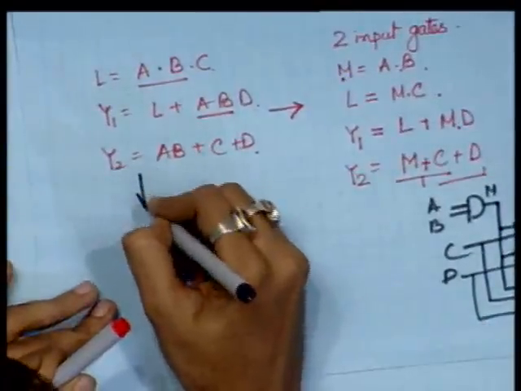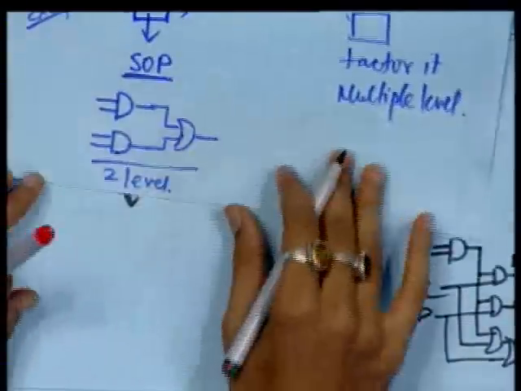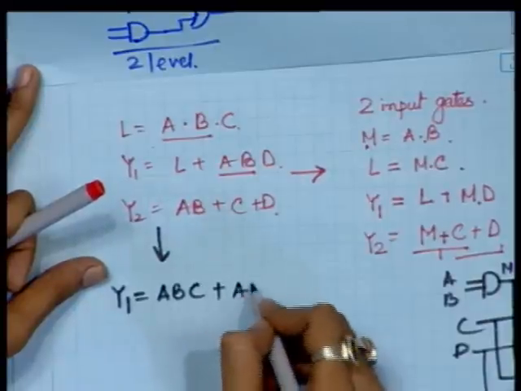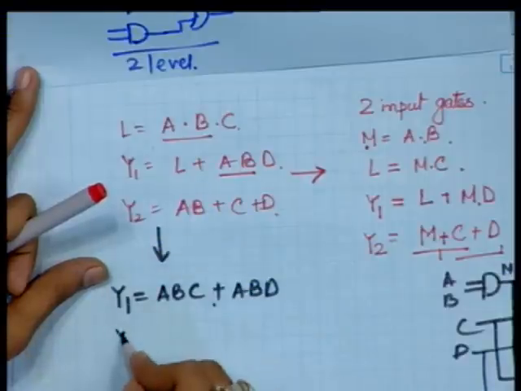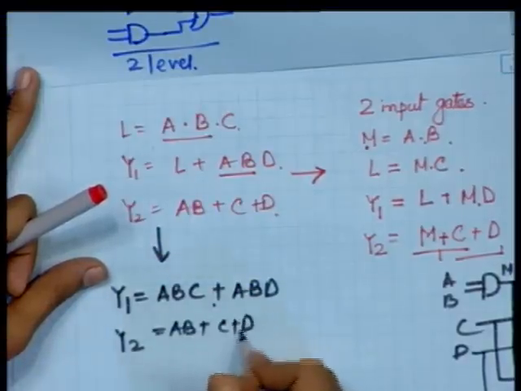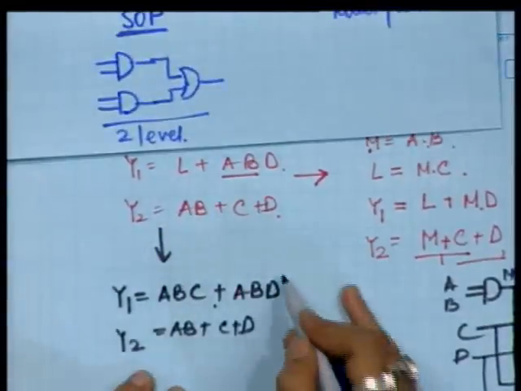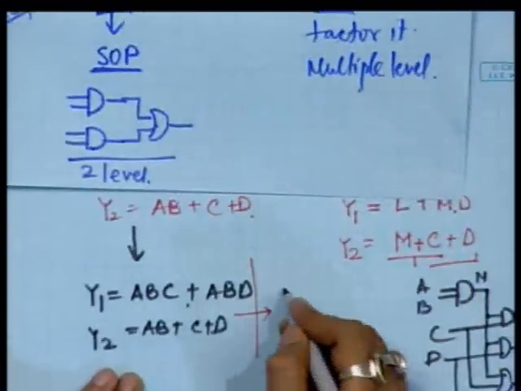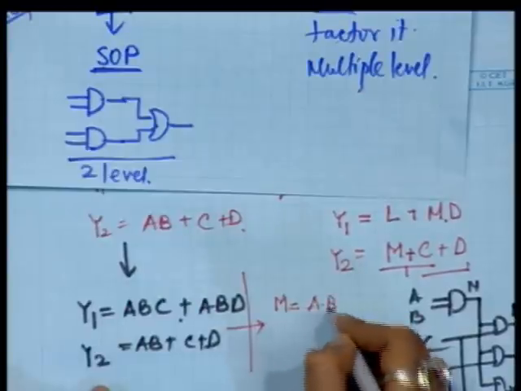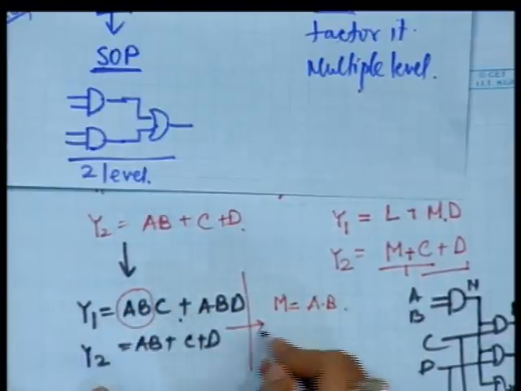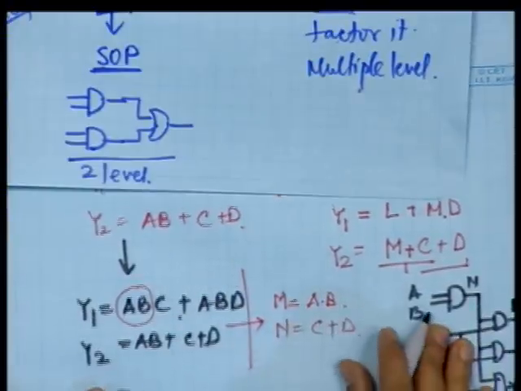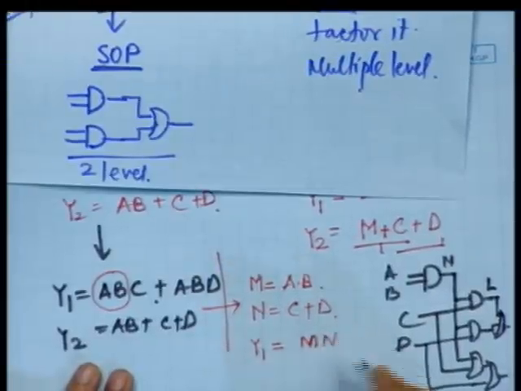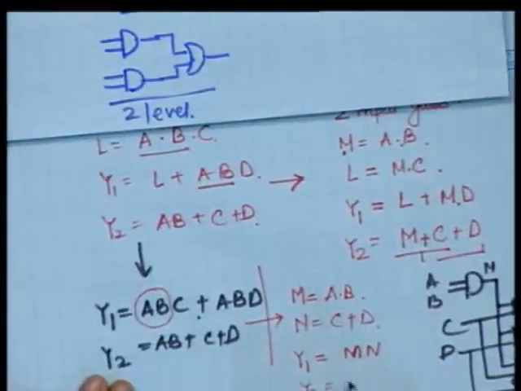Now if we flatten this structure, in flattening what is done? Sum of product. So Y1 is written as ABC plus ABD, sum of product, and Y2 is kept as AB plus C plus D. This is actually what flattening is. Then we structure it, that is we factor it into multiple levels. What do we do? We factor, first we perform this AB, then we perform CD. Now here comes the intelligence of the logic synthesizer. Then it performs Y1 as MN, and Y2 is M plus N.